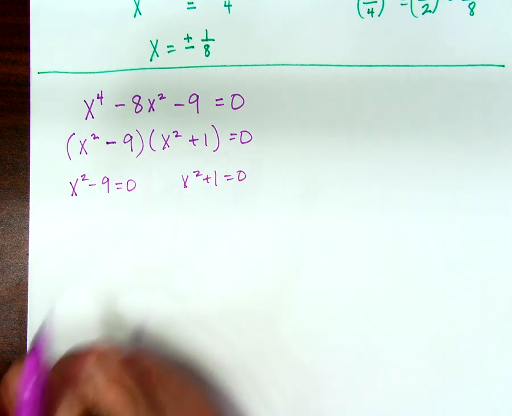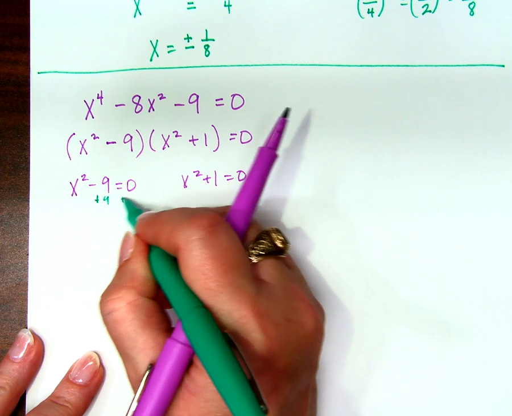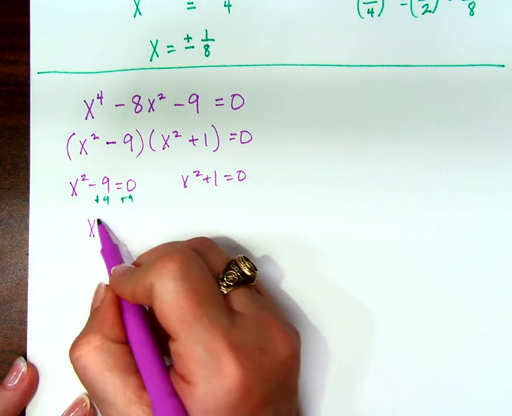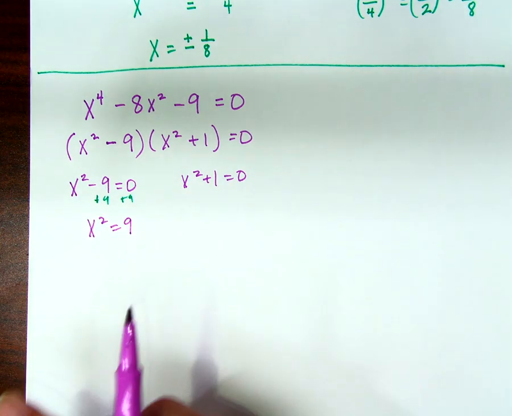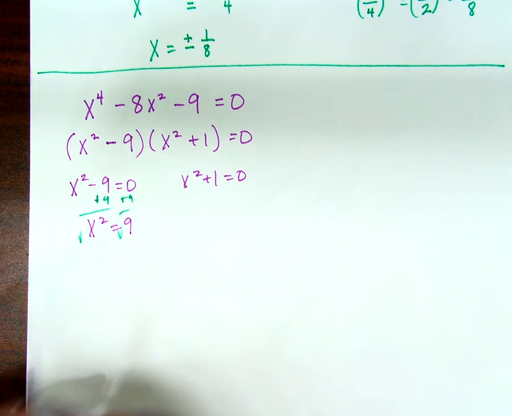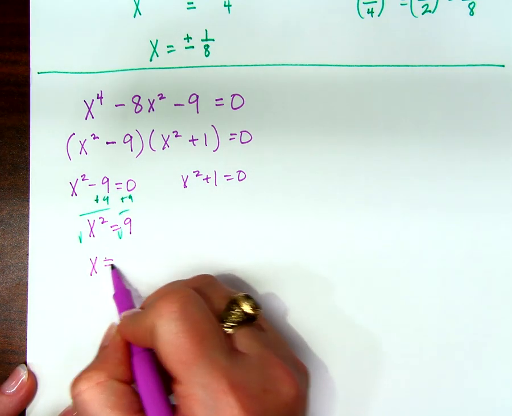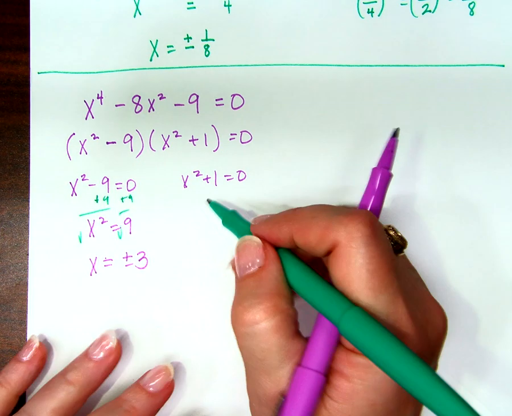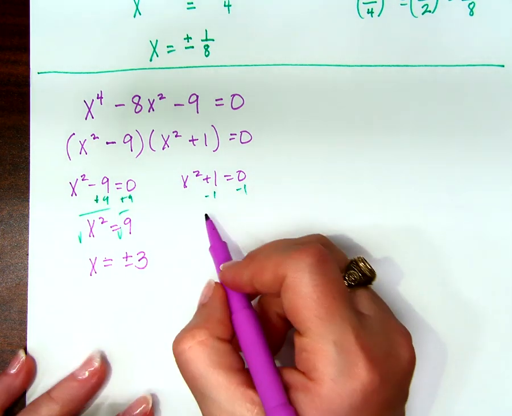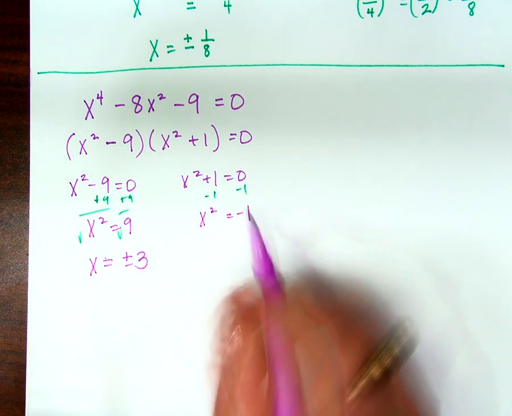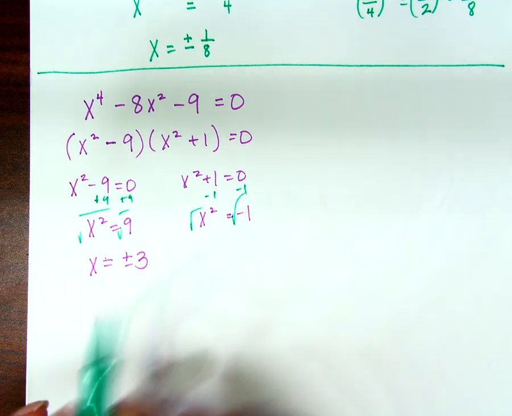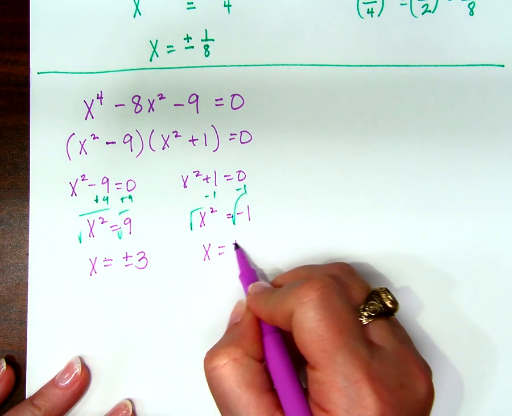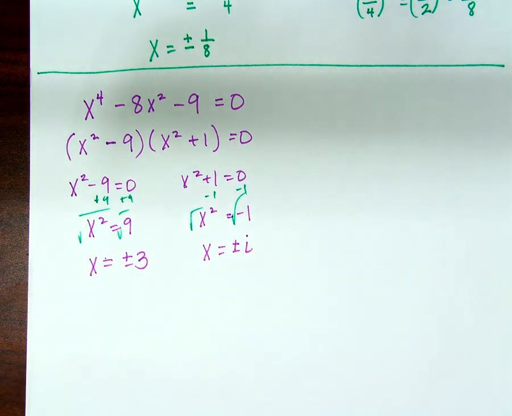And I could add 9 to both sides here and get x squared equals 9. So when I take the square root of both sides, I get x equals plus or minus 3, right? And over here I could subtract 1 from both sides and get x squared equals negative 1. And when I square root both sides, then I get x equals plus or minus i. That's what I could do. That's not what this part of the book wants you to do.